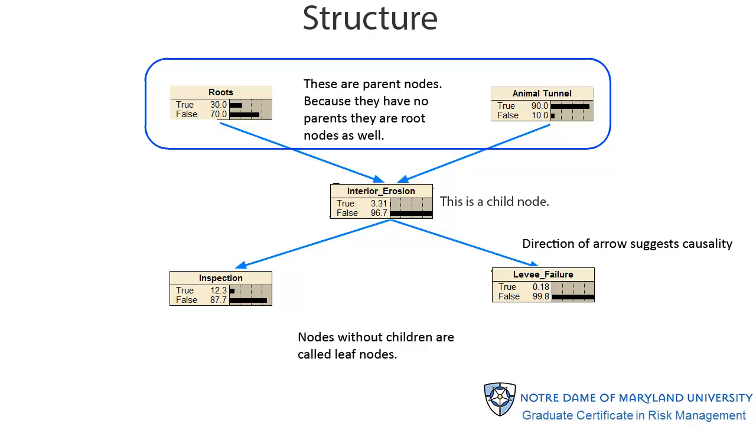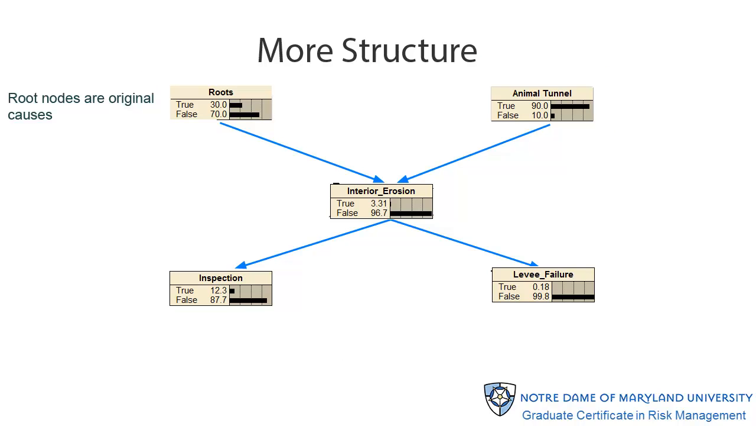Arrows show the direction of causality in the model. In this example, the presence of animal tunnels can affect internal erosion. Root nodes are immediate causes. Intermediate nodes are often quite common in Bayesian belief networks, and leaf nodes are the final effects in the model.